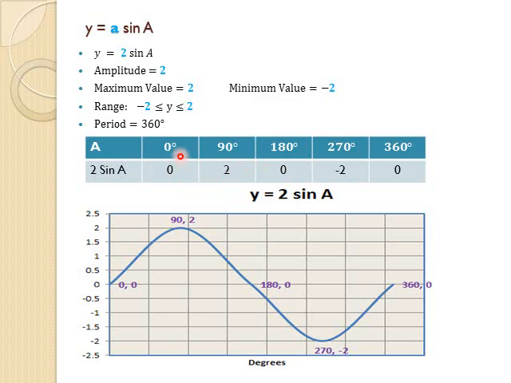So sin 0, or 2 sin 0, is 0. Sin 90 is 1 times 2 gives me 2. Sin 180 is 0 times 2 stays 0. Sin 270 is -1 times 2 becomes -2. Sin 360 is 0. So if I plot, there's 0 and 0.